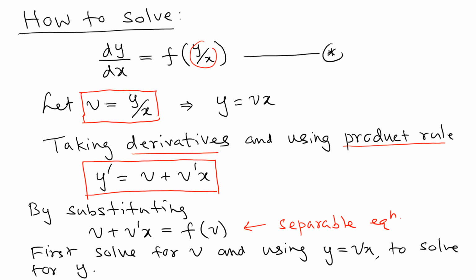After that, we solve this equation first for v. After we solve for v, we use the y equals vx substitution to solve for y. We just multiply the v solution by x, and then you get the solution y. So let's see how it's going to work. Let's look at a couple of examples now.